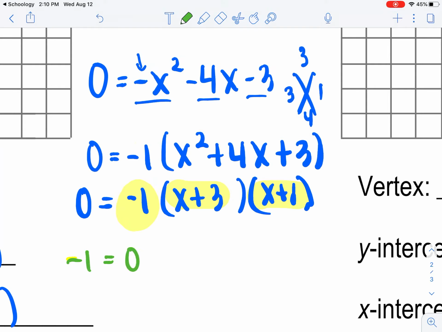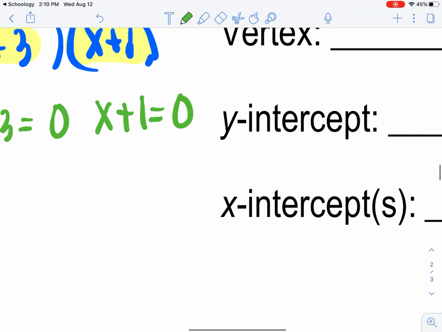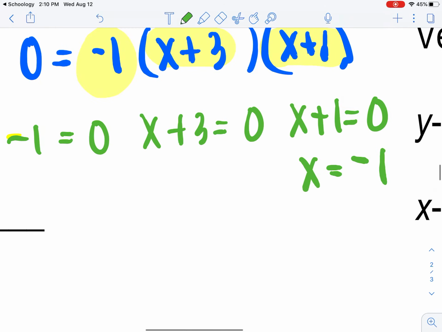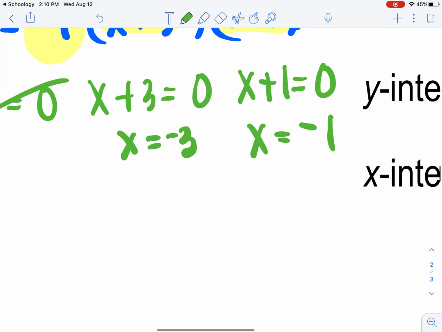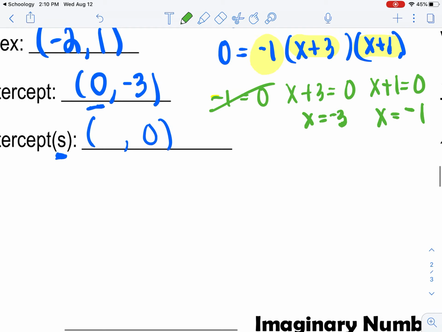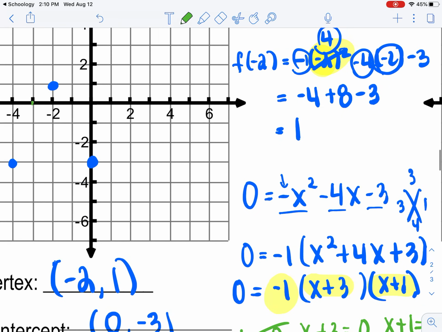Okay? So I can set negative 1 equal to 0. Set x plus 3 equal to 0. Set x plus 1 equal to 0. All right, solve this equation for x, you get negative 1. Solve this equation for x, you get negative 3. Solve this equation for x, there is no x, so you can't solve that. So I actually have two x-intercepts. I have negative 3, 0, and negative 1, 0.